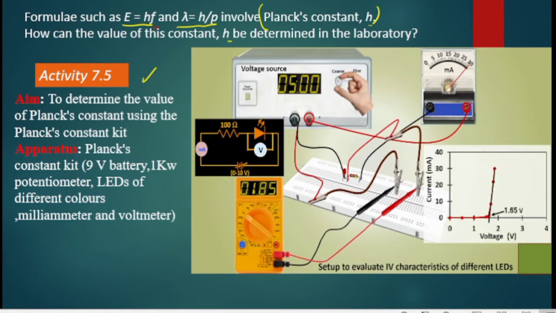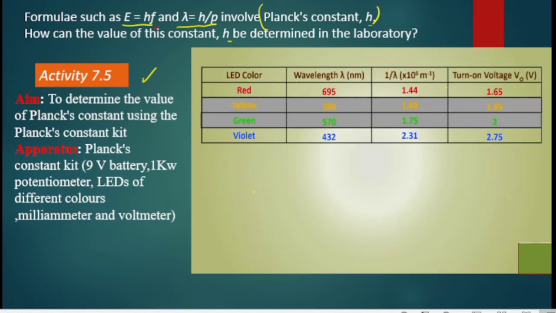Just now, from 0 to about 1.5 volt, the reading of the milliammeter is equal to 0. Then at about 1.5 volt, the current starts to increase. You draw a line, and when extended, it will intercept the voltage axis at one point. That value we call the turn-on voltage. For the LED that we started with, the red color, the turn-on voltage is 1.65 volt. Meaning starting from that point, the current starts to increase.